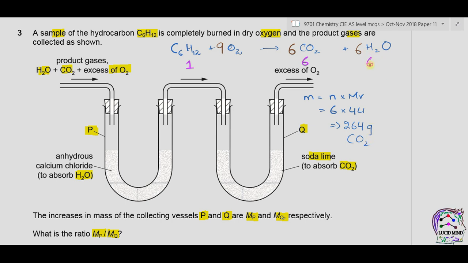Second is water. We have 6 moles. So again, finding the mass is equal to moles into molecular mass. Molecular mass of water is 18, 16 for oxygen and 2 for hydrogen. So 6 into 18, it comes equal to 108 grams.